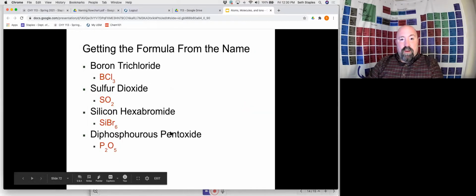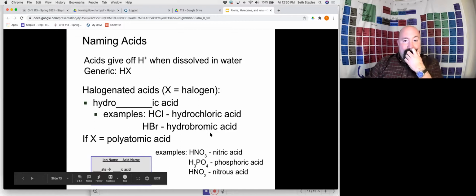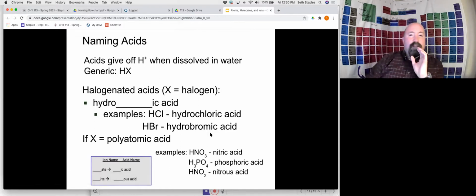The last thing we're going to talk about how to name today are naming acids. We're going to talk a fair bit more about properties of acids later and what acids are. For now, we're just going to look at the very basics and how we go about naming them. For the most part, the acids that we are going to be talking about consist of negatively charged anions with the appropriate number of hydrogens thrown in front of it.